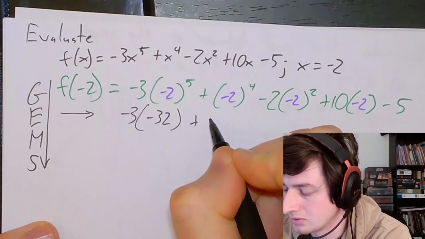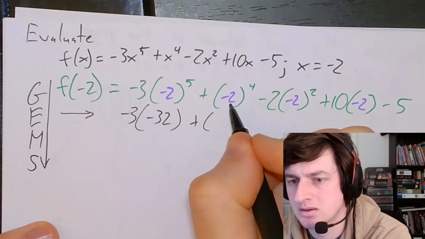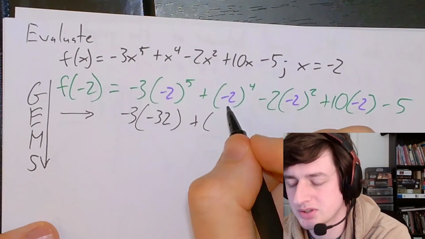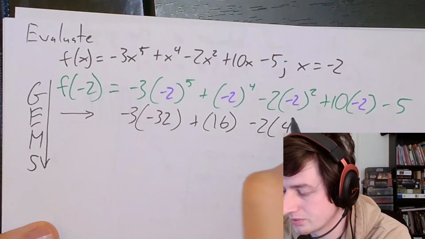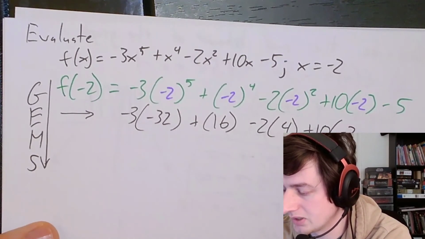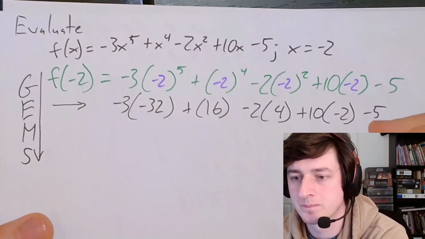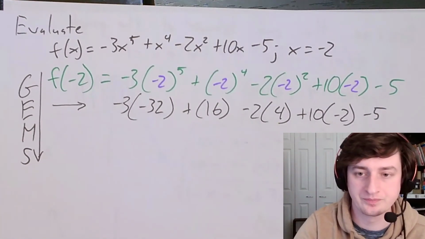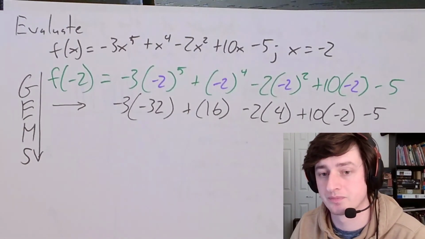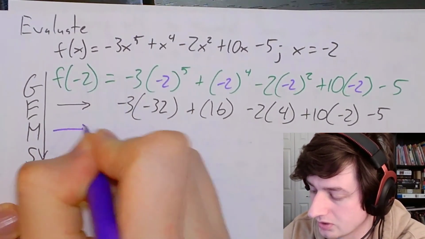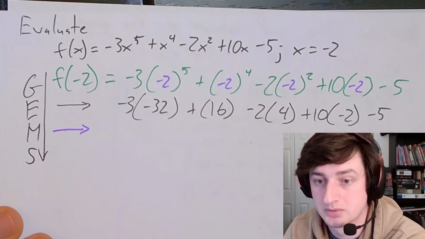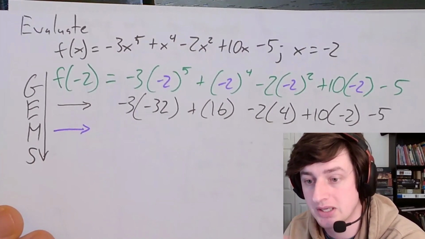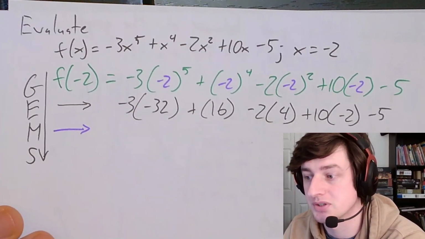Plus negative 2 to the 4th is 16. Minus 2 times 4. Negative 2 squared is 4. Normally, I would just write minus 20. I'm trying to show all the pieces. Okay, so we simplified our exponent. And now we're going to multiply. And if you need a calculator, it's okay. Just be sure you're keeping track of the negatives and using parentheses in correct places.